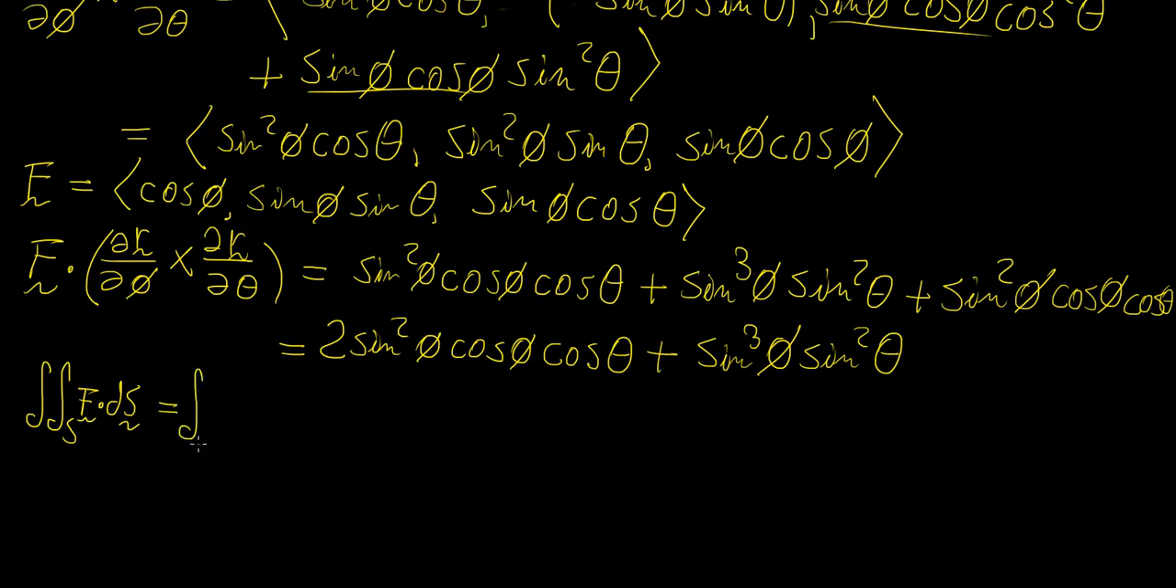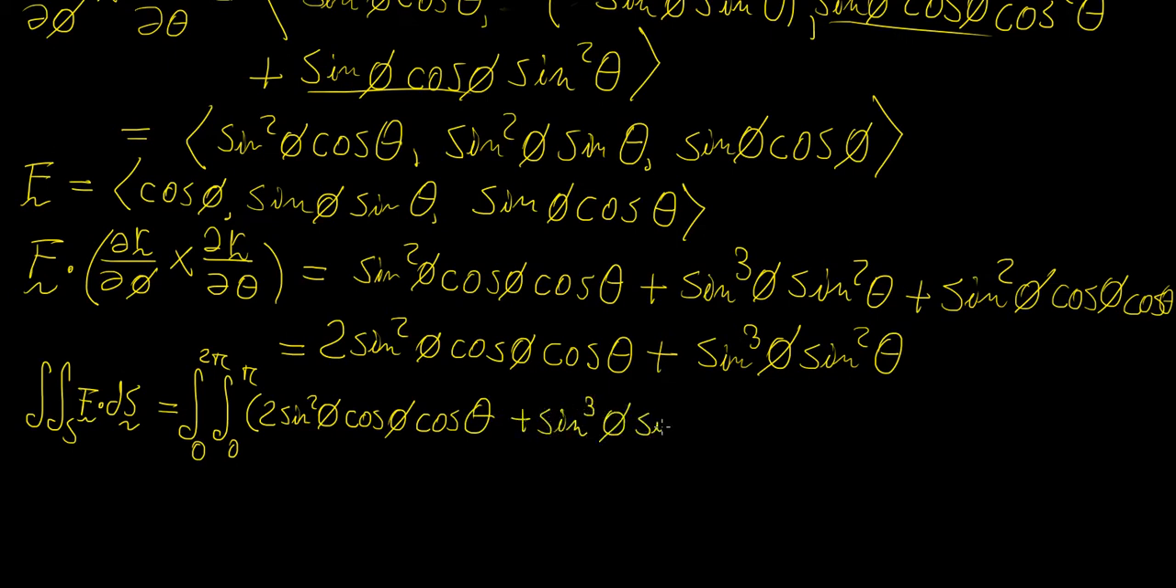So now we're going to integrate from 0 to 2 pi, then 0 to pi of this whole expression. So 2 sine squared phi cosine phi cosine theta plus sine cubed phi sine squared theta, and then d phi d theta. So this is going to be our integral.